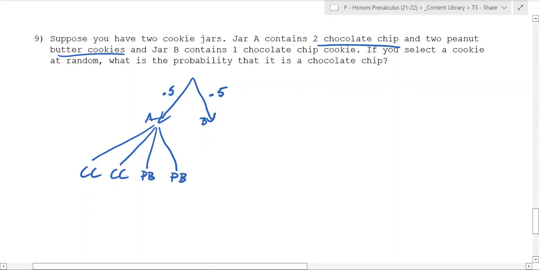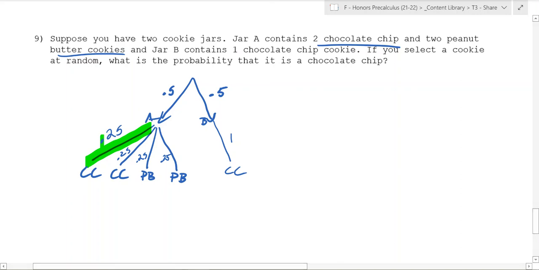So there's the chocolate chip, there's the other chocolate chip, there's the peanut butter, and there's the other peanut butter. Since there's 4 options and they're all equally weighted, this is 0.25, 0.25, and so is this. This is 0.25, and this is 0.25. There's only 1 cookie in jar B. That's the chocolate chip, so the chance of choosing it is 1. So it's asking, if you select a cookie at random, what is the probability that it is a chocolate chip?